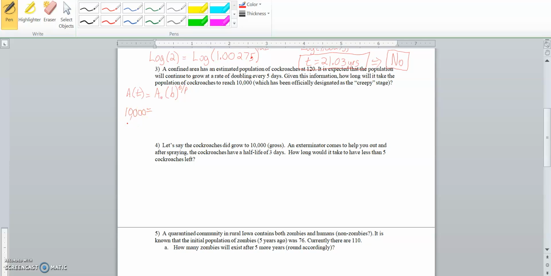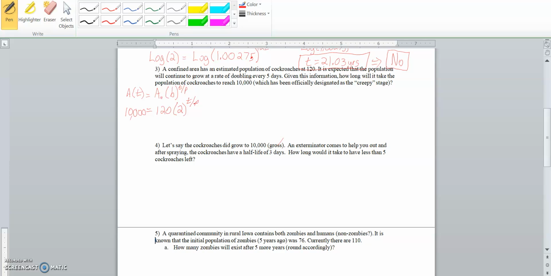Really doesn't like short lines. For some reason, it just makes them disappear. We start with 120. So B, in this case, our population is doubling, so that is going to be a 2. T is the unknown. P we said was 5. It's doubling every 5 days. So here we go. We've got our T in the exponent.